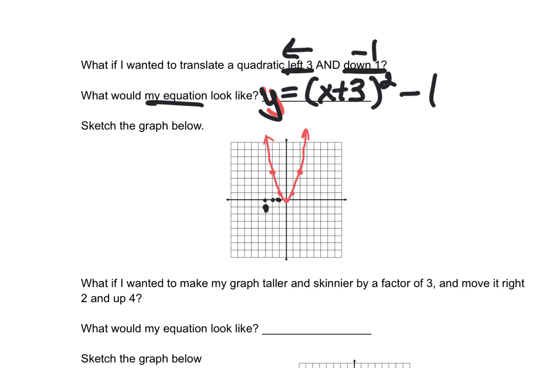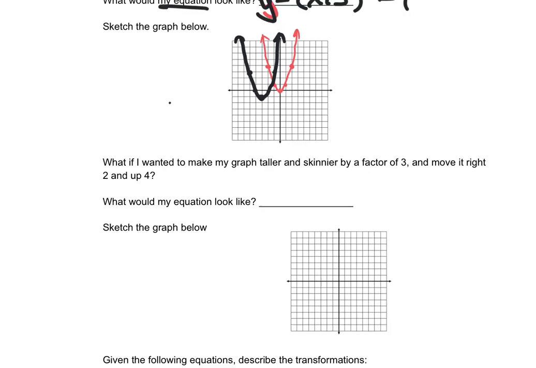Oops, I didn't want those dots on there. 1, 2, 3, and down 1 will go there. 1, 2, 3, and down 1, again and again for each point. And what we have is, again, just what we've been doing, the exact same thing right there. Okay? So then we're going to come down here to another practice one.